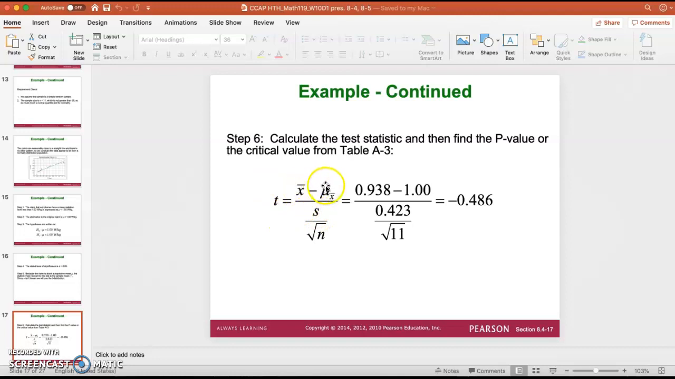So we plug everything into that test statistic formula. So that sample mean of 0.938, that's our claimed mean of 1. And then that sample standard deviation of 0.423, our sample size of 11. Once we evaluate all of that, we should be getting a test statistic of about negative 0.486. And this is what we'll use to either find a p-value or compare to critical values. Because again, this is a t-score, is essentially what we just found here.